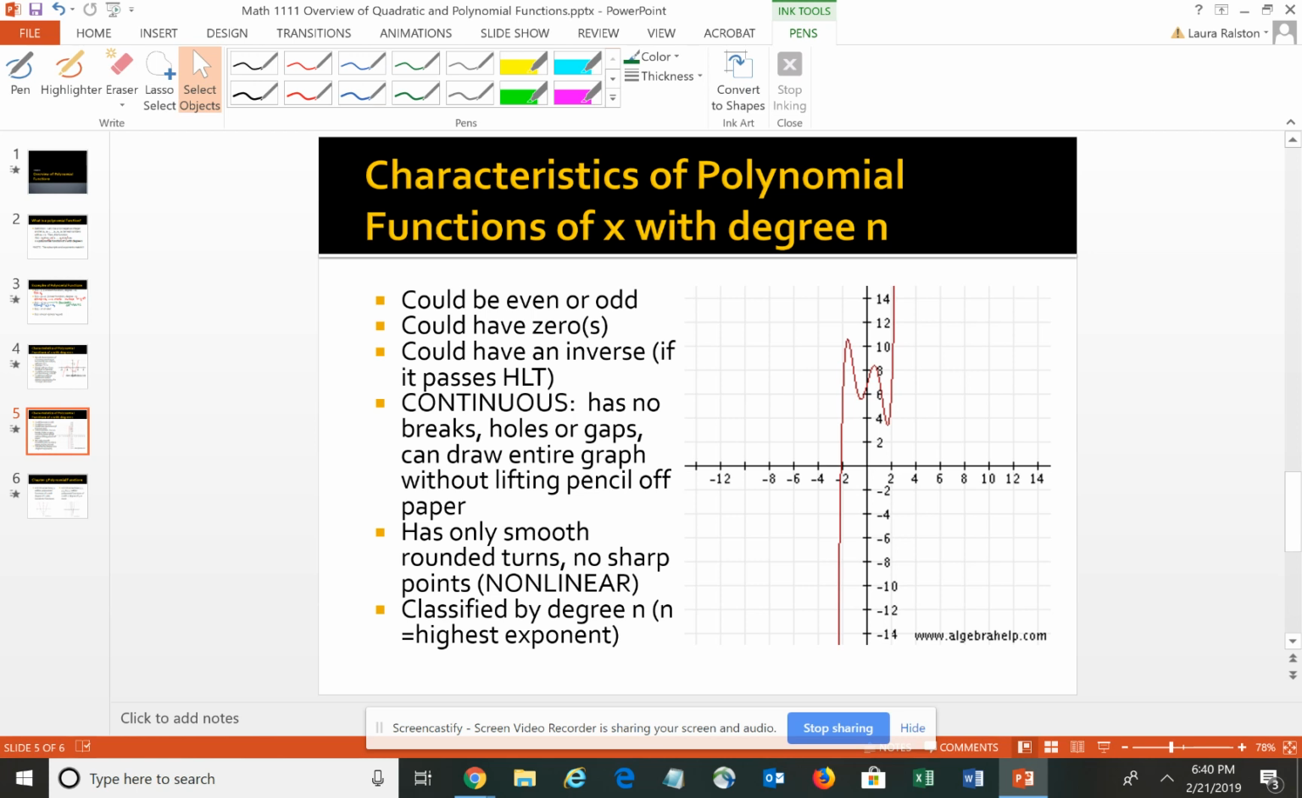And one of the key things to remember, or one of the important things about polynomial functions, is that they're grouped or classified by the highest degree, and the highest degree corresponds to the highest exponent. So we group them according to their degree. The degree corresponds to the highest exponent, and that's going to be important.